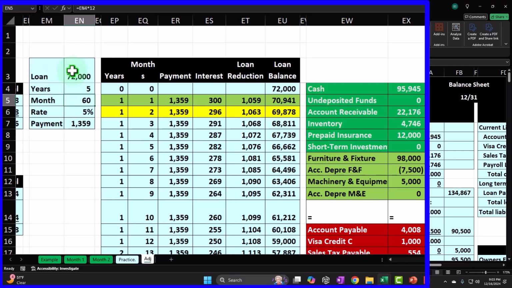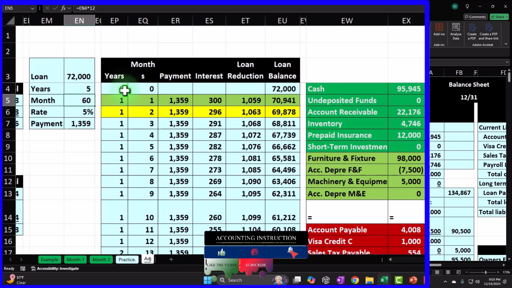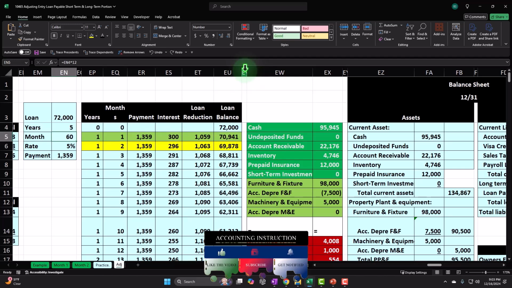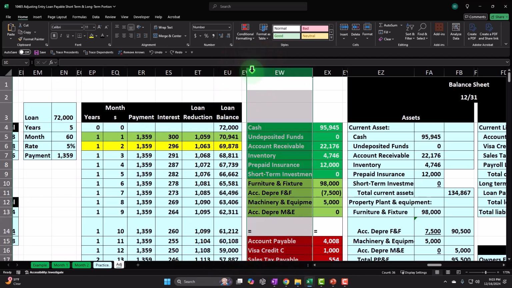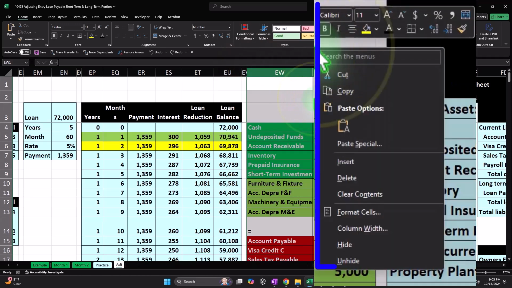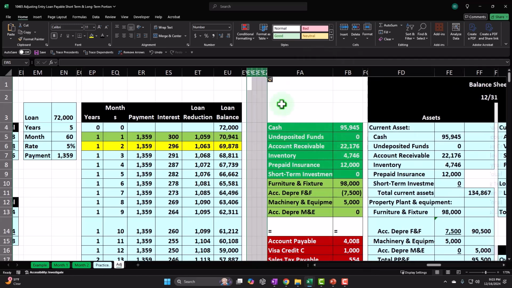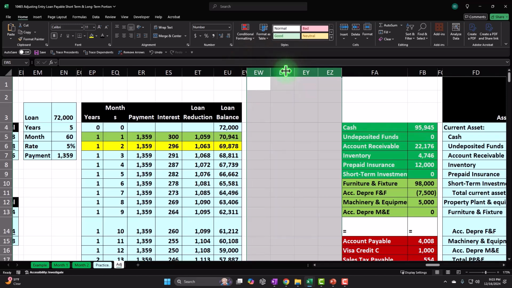You could also search online for a loan amortization calculator, and you'll find different options out there. I like having it in Excel though, because now I can break out the short-term and long-term portion of the loan. So that's what we'll do this time. I'm going to make another couple of columns. I'm going to go to column EW, go to the right to about EZ, right click and insert a few columns. I'll make them a little bit larger.